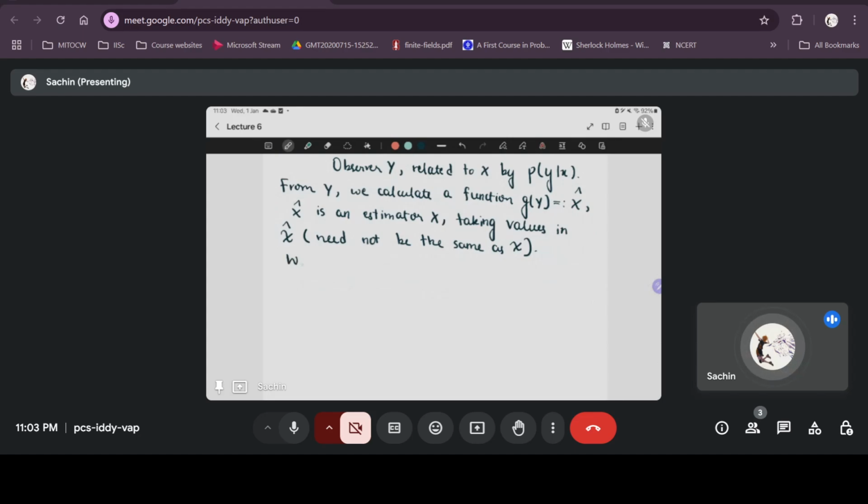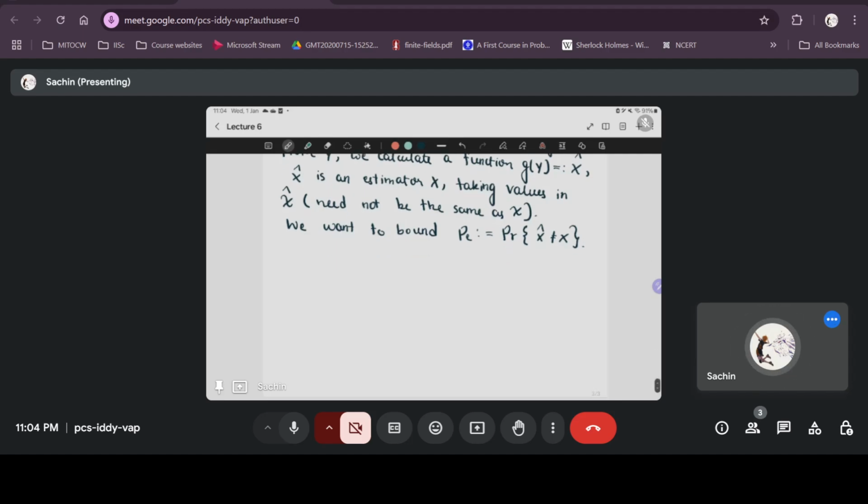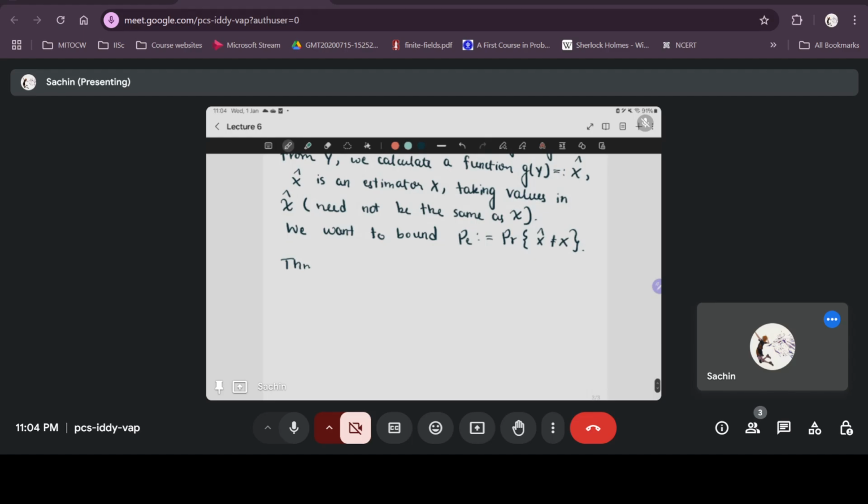Now what we want to do is bound the probability of error, the probability that your estimator is not equal to the random variable x. That's what Fano's inequality does. And the inequality is this. We'll take it as a theorem, Fano's inequality.